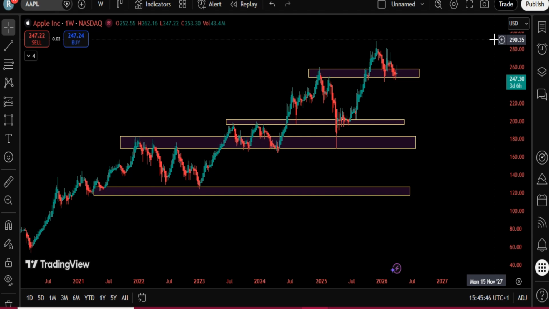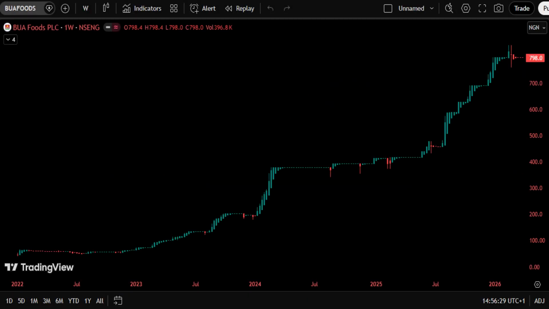Now let's switch over to the Nigerian market. Take a look at Boa Foods stock on the weekly time frame. You'll notice something different immediately. The movement is slower, less aggressive, less volatile. But look closely, it's still respecting the trend, support levels, and resistance zones.